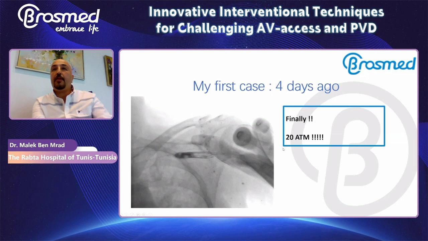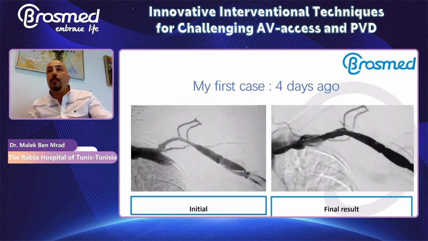And you see, I think the fellow and I went to 24 atmospheres. But you see here my hand, my first reflex was to quickly compress the area because I thought there was a rupture of the vein. But fortunately, you see here we have a good result. There is no rupture, a good result with residual stenosis less than 30%.